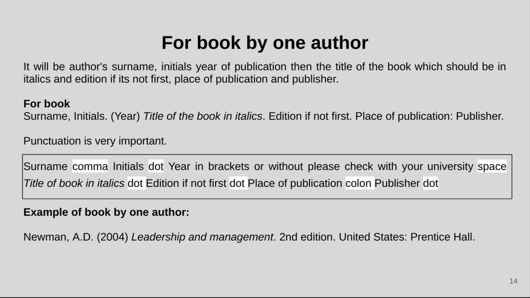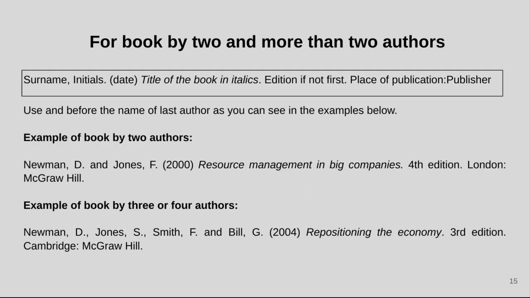colon, publisher, dot. For a book by two or more than two authors it's again surname, initials, date, title of the book in italics, edition if not first, place of publication, publisher, and use 'and' before the name of the last author as you can see in the examples below.